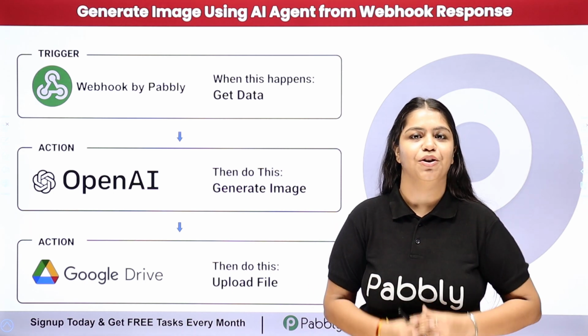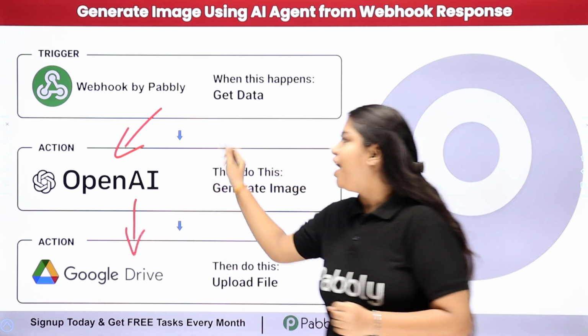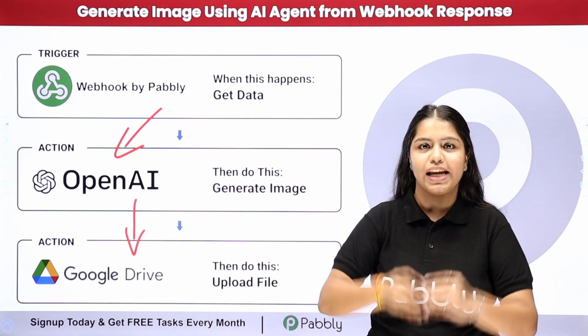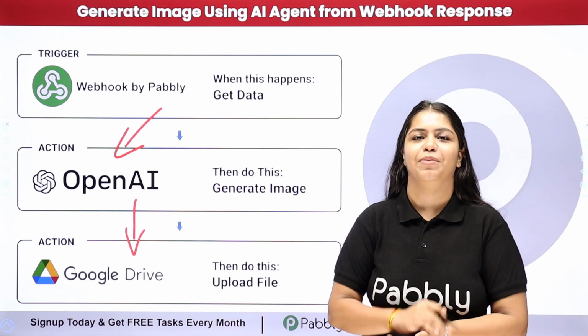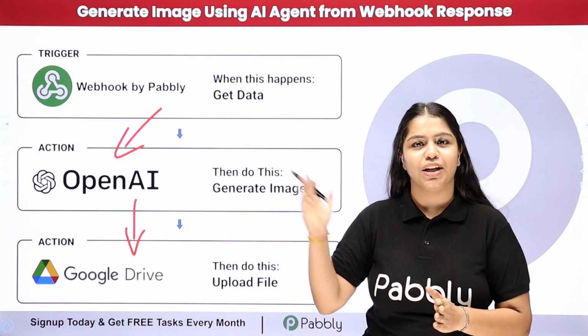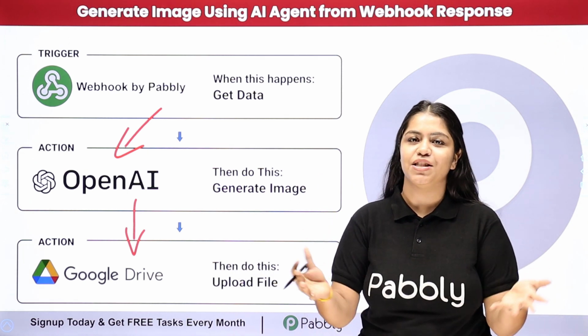So to do this, we are simply going to create a connection between Webhook by Pabbly, OpenAI and Google Drive, and to create this connection without knowing any programming or coding language, we are going to use Pabbly Connect. It is an amazing automation software. So if you also want to create this amazing automation for your own business, then for that you have to come with me towards my screen.